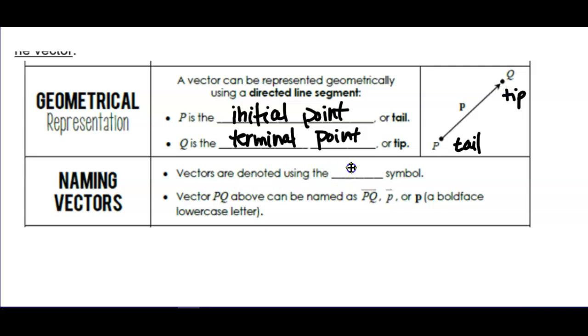Vectors are denoted using the arrow notation. So the vector PQ that's up here can be named PQ, and sometimes you'll see a single-sided arrow like that. Sometimes people write a double, it doesn't matter. Or P, and that should have the little arrow too, it's hard to see right there, or a bold-faced letter.